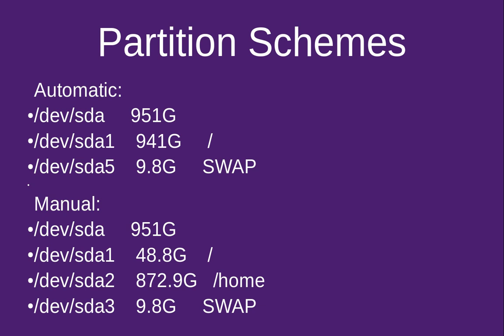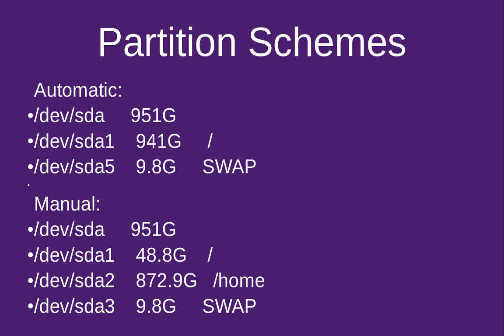So when it finds that first drive, it assigns it the letter A. So that's why it's called dev SDA. And in this case, we're dealing with a 1 terabyte drive. The usable space on a 1 terabyte drive would be about 951 gigabytes or something like that. So that's why I put it here. And then you have the first partition on that drive, which would become SDA1, that's going to be your root partition.